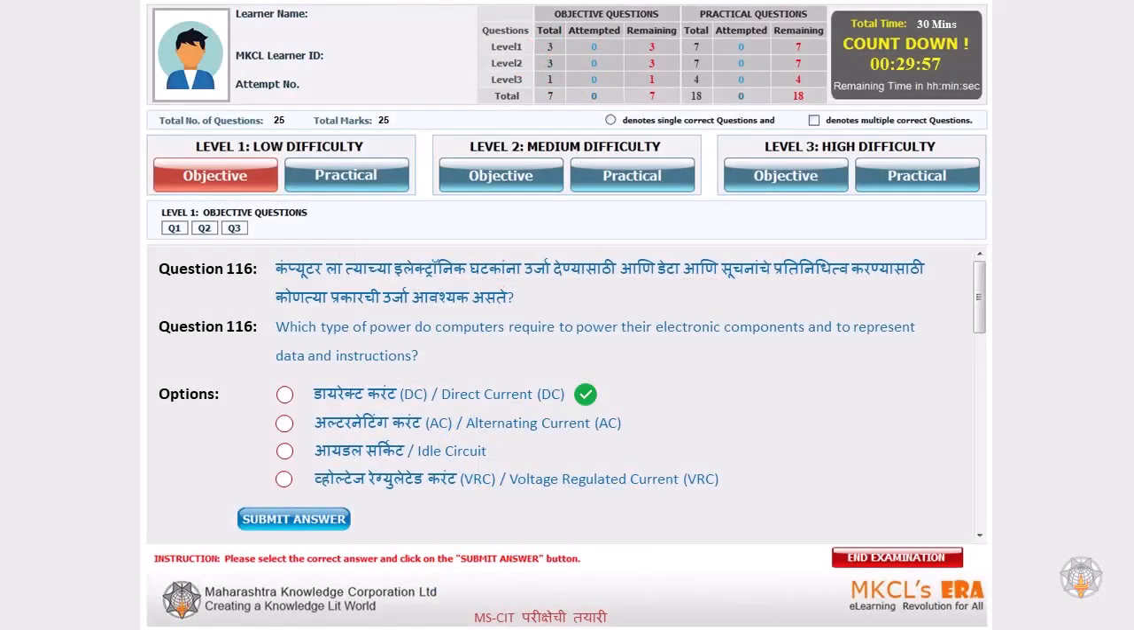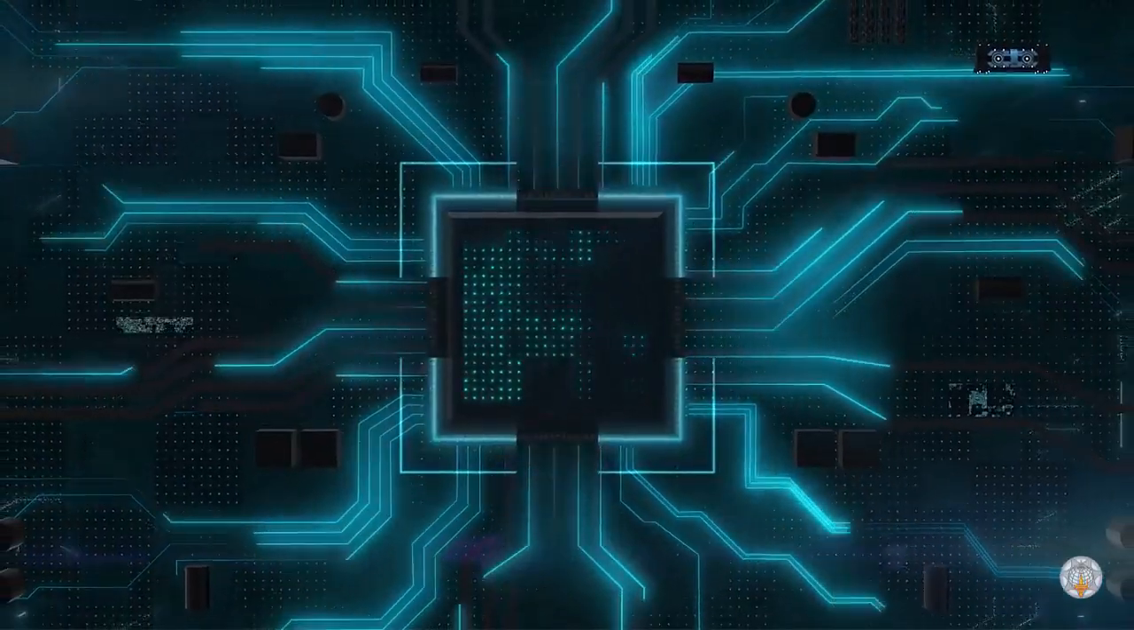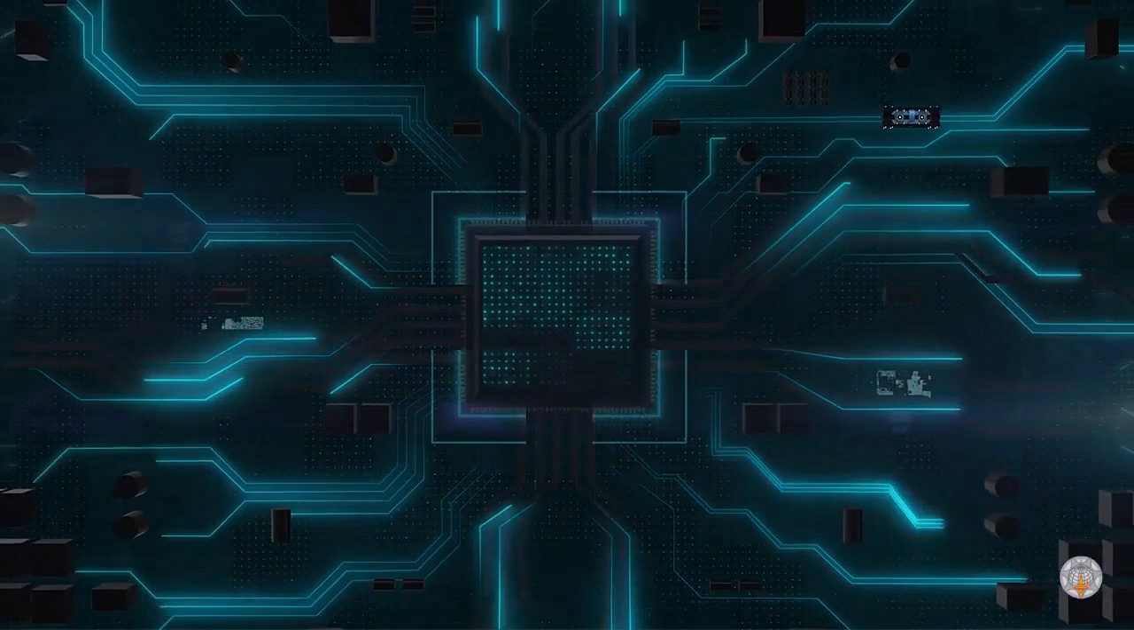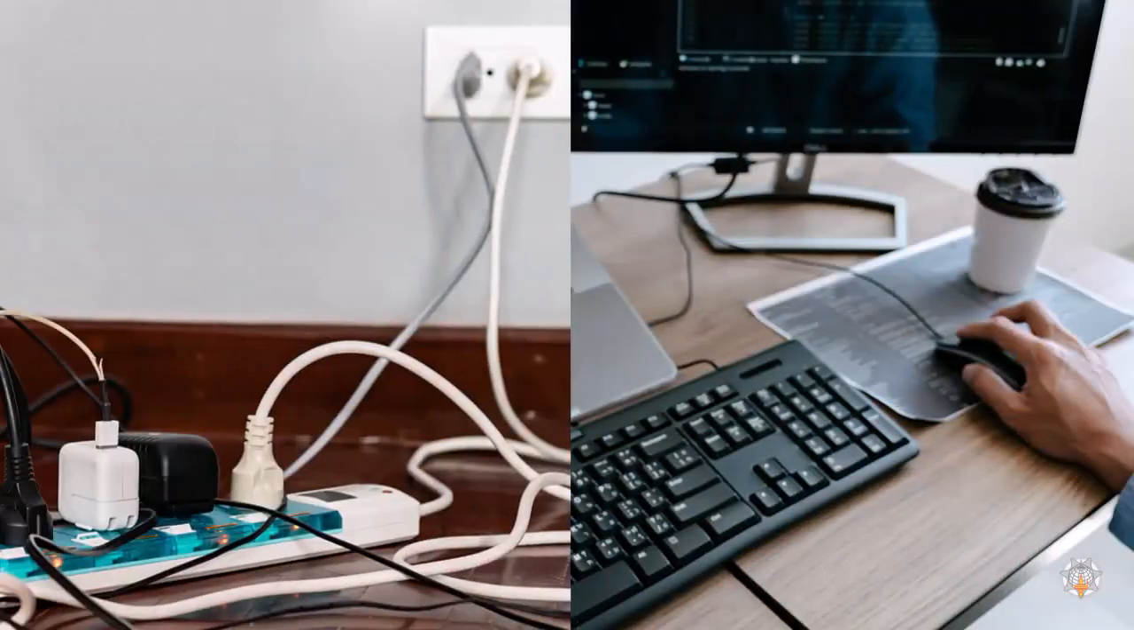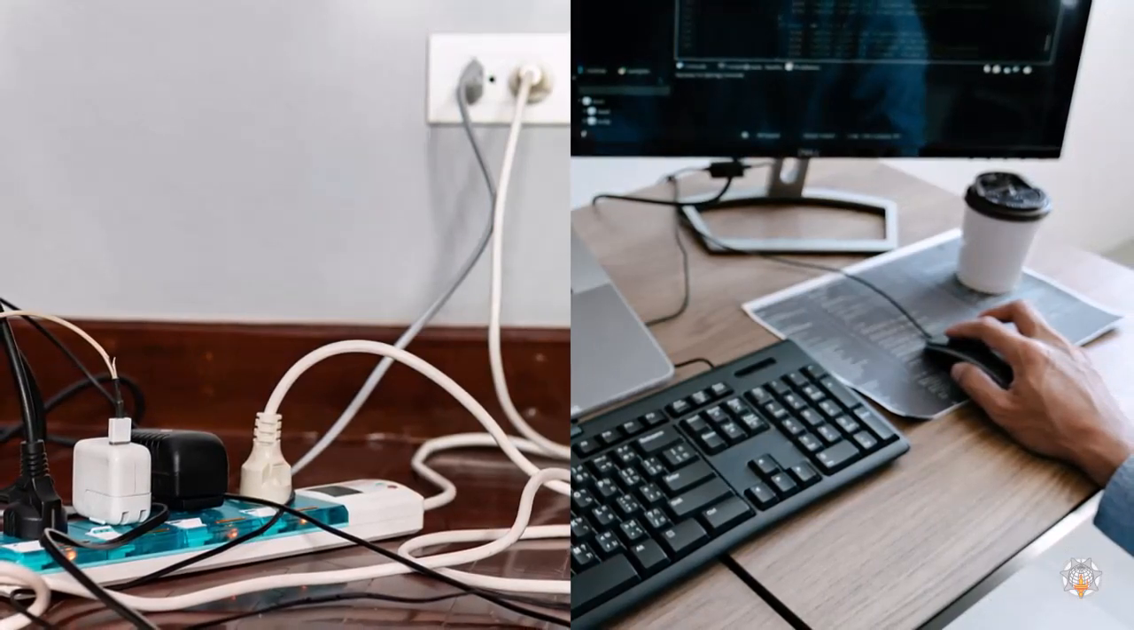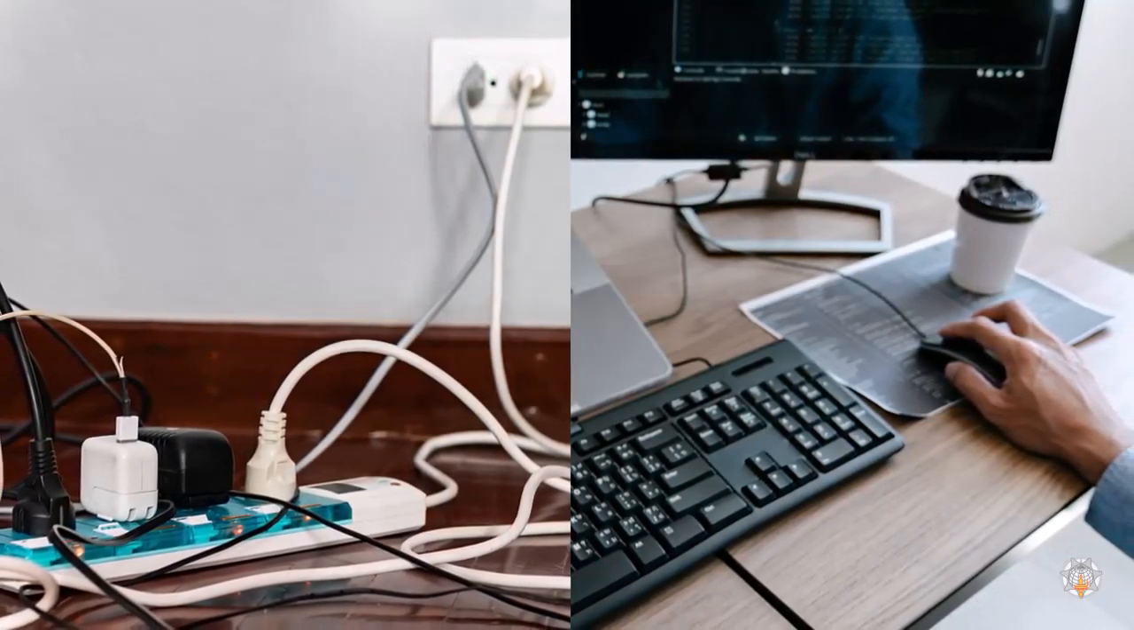So, the correct answer is direct current, that is DC. Computers rely on DC power to operate their sensitive electronic components. The power supply unit in a computer plays a critical role in converting AC from the mains into DC.